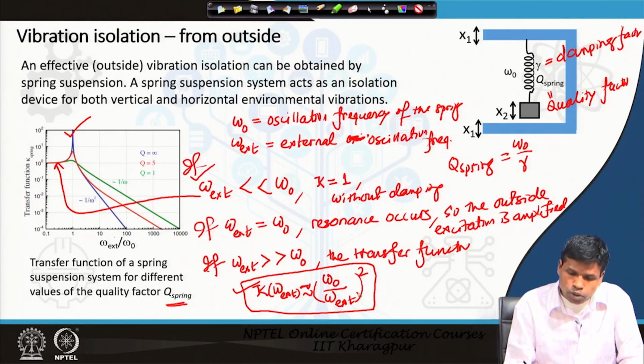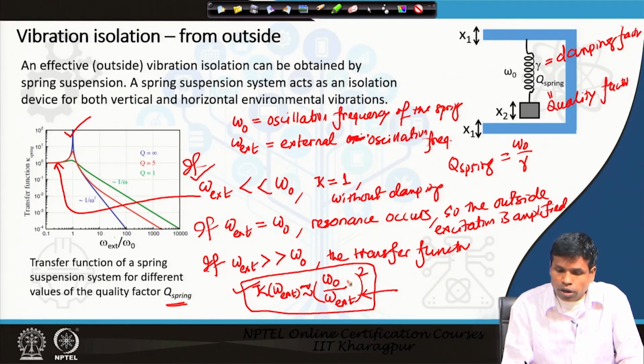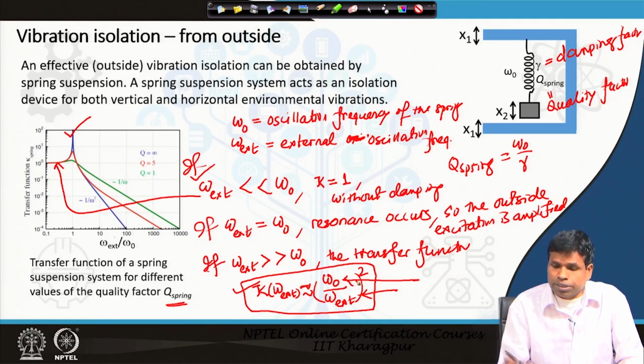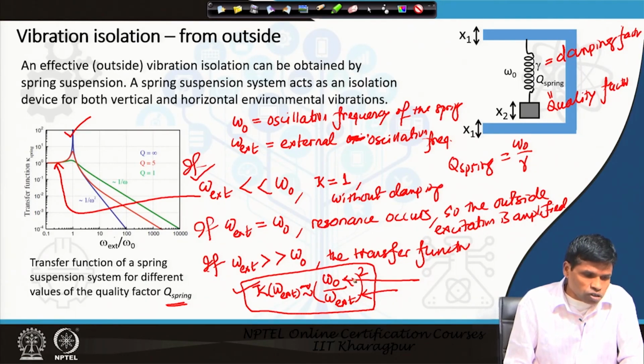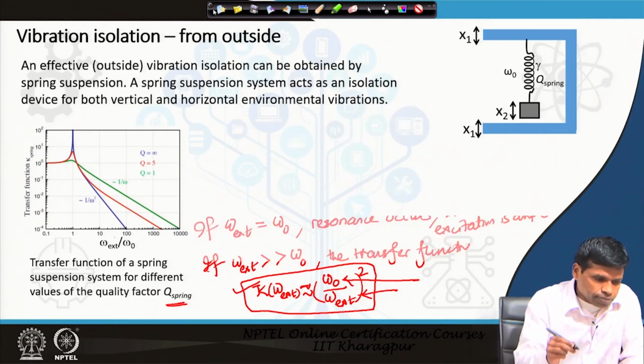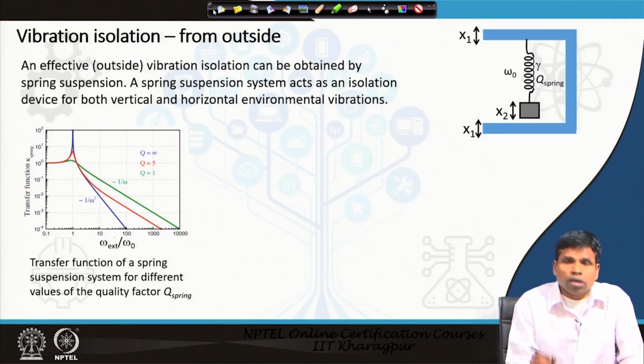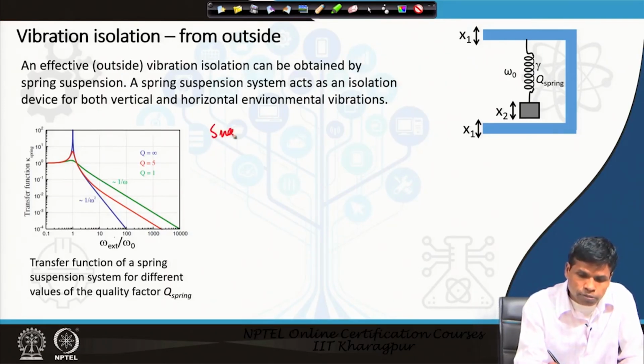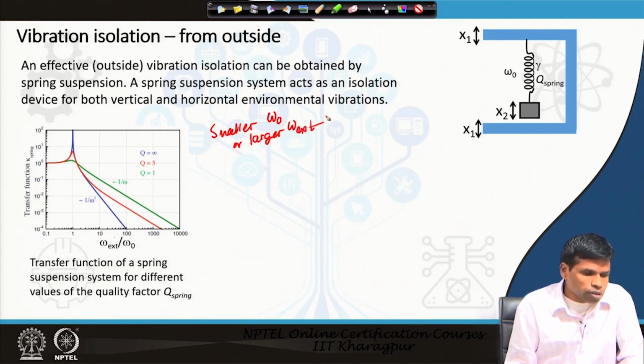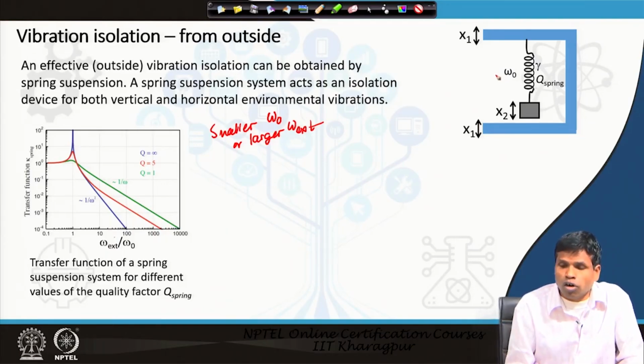So, from this formula we see that a higher external oscillation frequency or a lower oscillation frequency of the spring is preferred for the system. So, how can we achieve this? The best vibration isolation, let us say for building isolation, can be achieved with a smaller omega naught or larger omega ext. So, this depends on the displacement length of the spring.